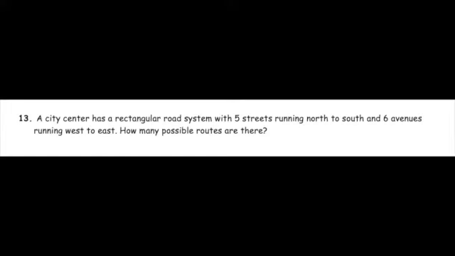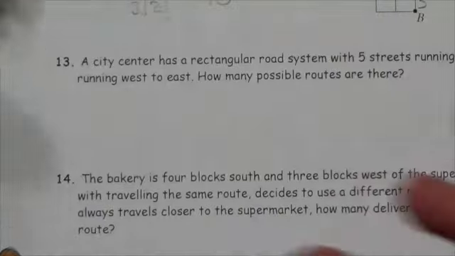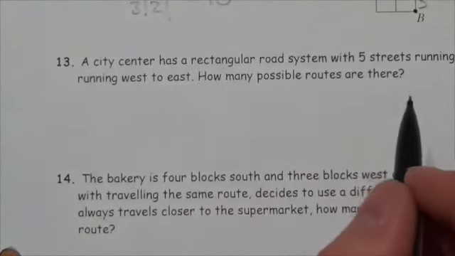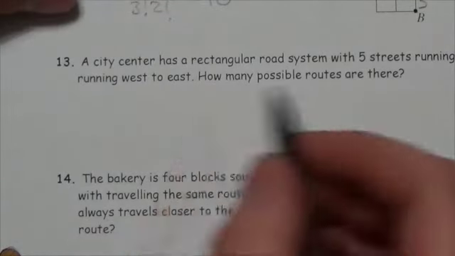A city center has a rectangular road system with 5 streets running north and south and 6 avenues running west to east. How many possible routes are there? Okay, so the next couple of questions need to be understood together here. Look at this first one here. It says you got a rectangular road system with 5 streets running north and south and 6 avenues running east to west. So let's take a look at this.